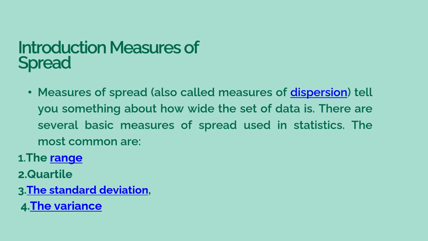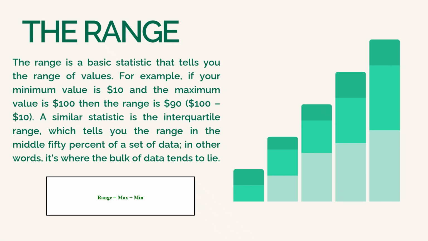The first one we are going to see is the range. The range is the simplest measure of spread. It's calculated by subtracting the minimum value from the maximum value in a dataset. For example, if the smallest value is 10 and the largest is 100, the range is 90. The range formula is: range is equal to maximum value minus minimum value.